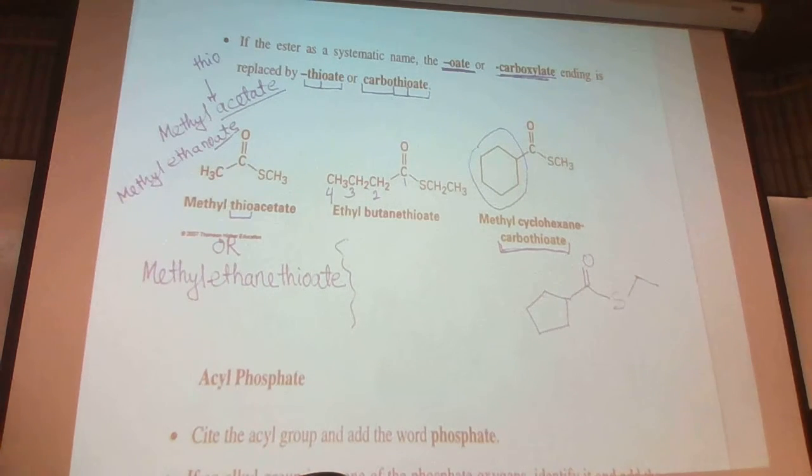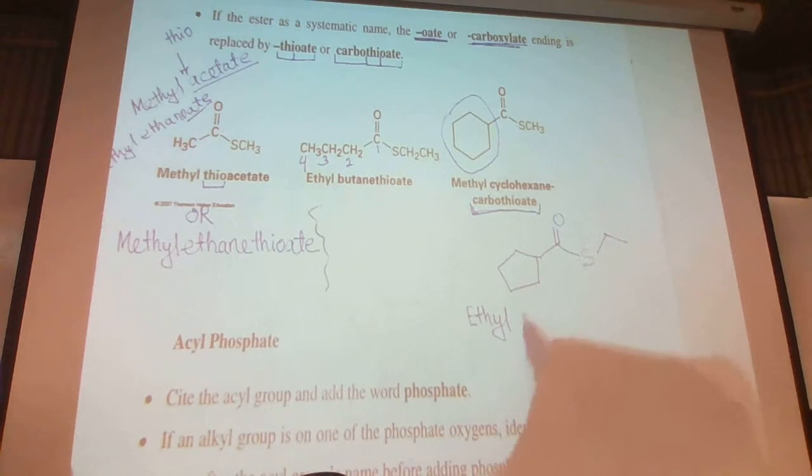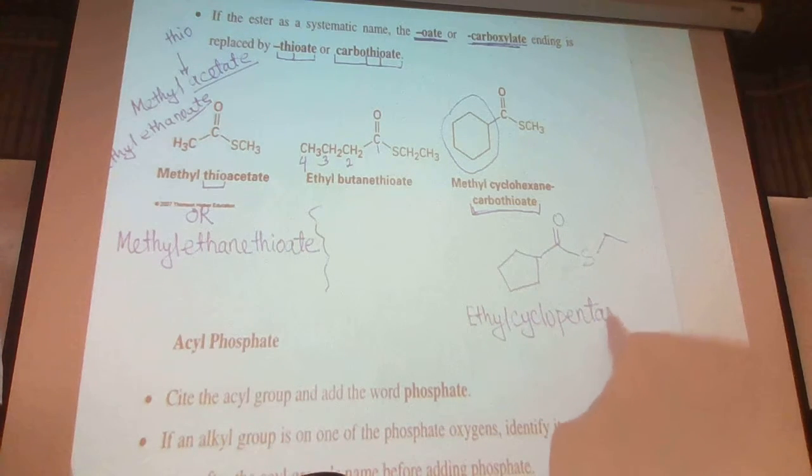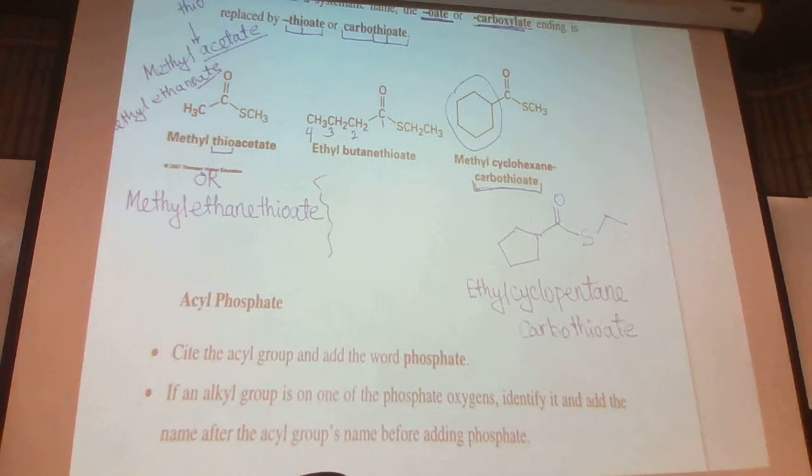So how do we name this? Because you have an ethyl group here, this would be ethyl, because that's an ethyl group. This is a cyclopentane, and it comes from a carboxylate. So we change the carboxylate to carbothioate. So the thio is going before the -ate. So they are trying to let you know that there is a sulfur in it. So it's no longer your ester, it's a thioester.